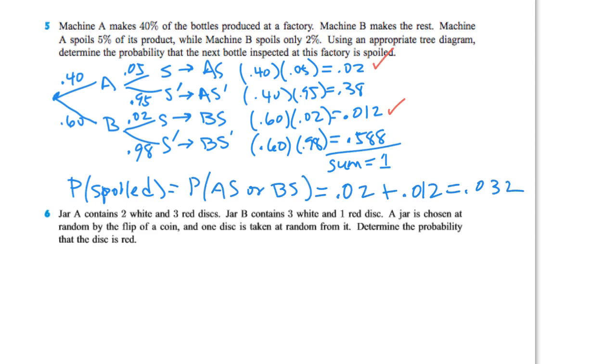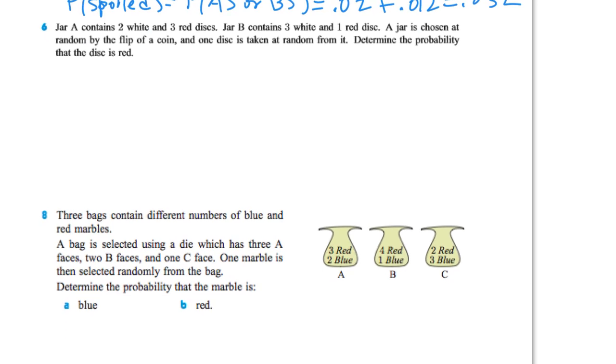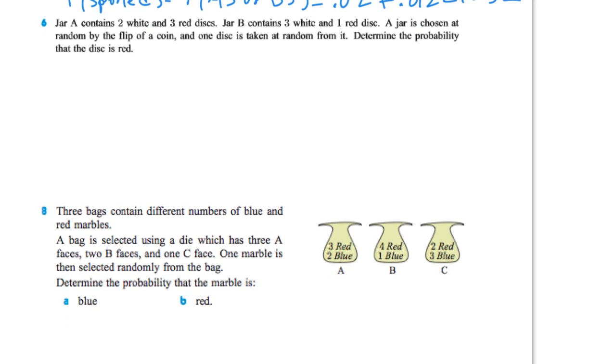Next problem. A jar has 2 white and 3 red discs. Another jar has 3 white and 1 red. A jar is chosen at random from flipping a coin, and then 1 disc is taken from it. Determine the probability we end up with a red one. Okay, so first I have to pick a jar from a coin flip. So the first thing in the sequence on the tree is the picking out of jar A or jar B.